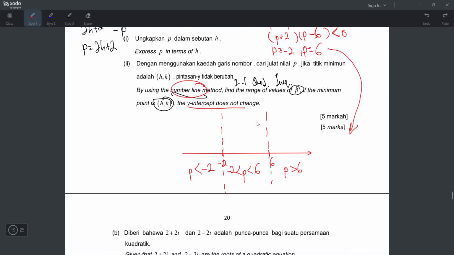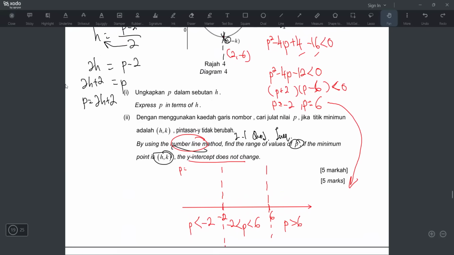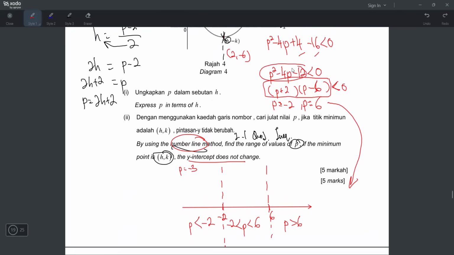Okay, for the ones above, what do you have to do? You have to substitute values. You have to choose a value P that is smaller than negative 2, any number, and then sub inside. And then see whether you end up with a positive number or negative number. So P smaller than negative 2, you can take negative 3. And then you sub into this. Actually, you sub this one also can. But usually, I teach students to sub inside the bracket one. So it becomes bracket, bracket.